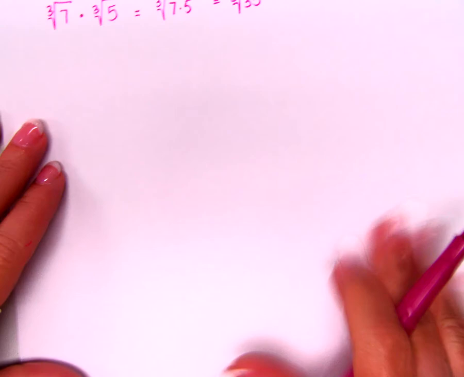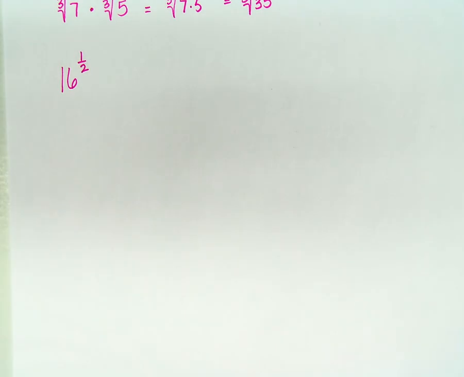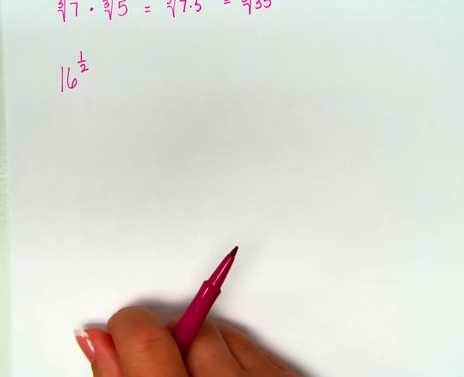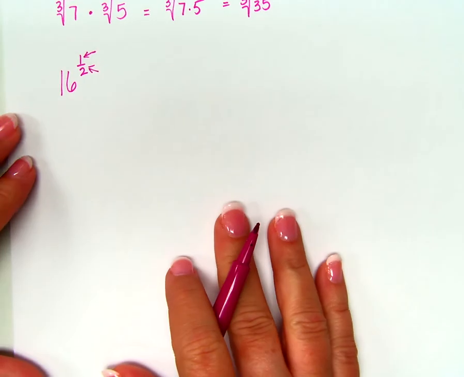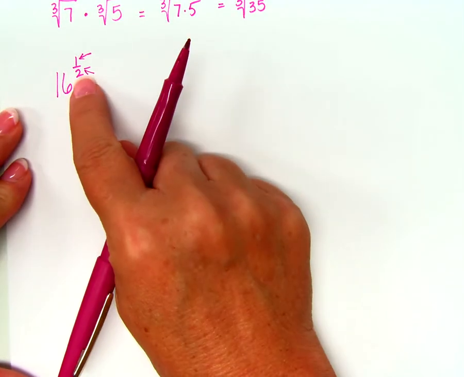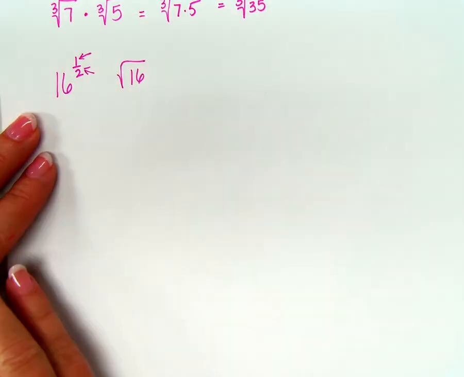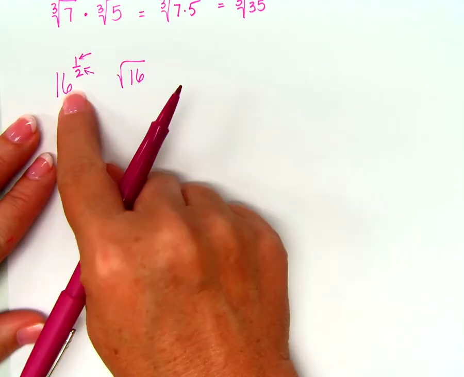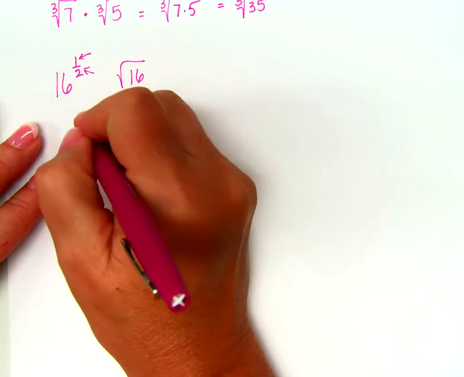So what if I said to you 16 to the 1/2 power? What is 16 to the 1/2 power? If that's the power and that's the root, what are they asking you to take? The square root of 16. 16 to the 1/2 power and this, don't they mean the same thing? This one's in exponential form, this one's in radical form. Okay? So what is 16 to the 1/2 power? 4.